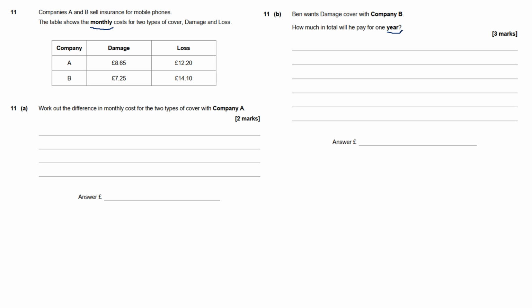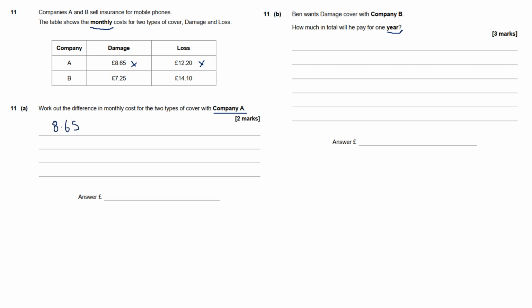So let's look at the first bit. Work out the difference in monthly cost for the two types of cover with company A. Again, don't make the mistake of looking at company B. So we've got £8.65 and £12.20. So let's look at the difference between those two numbers. So £8.65, let's start £8.65. Here's how I tried to get to it.